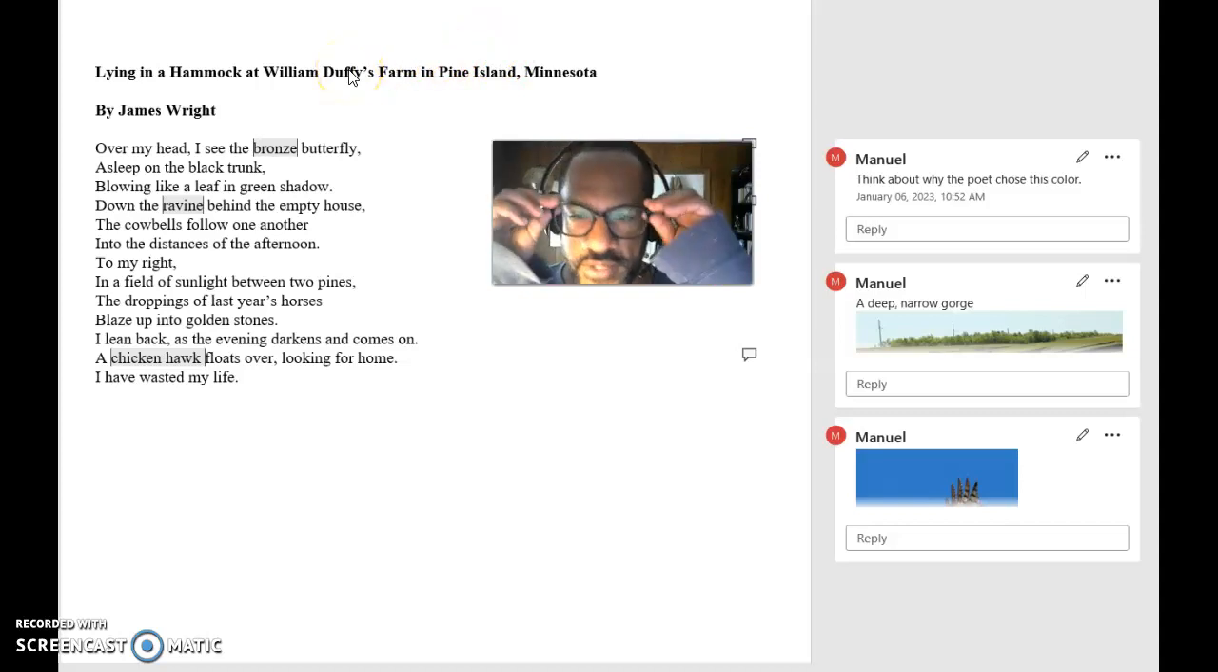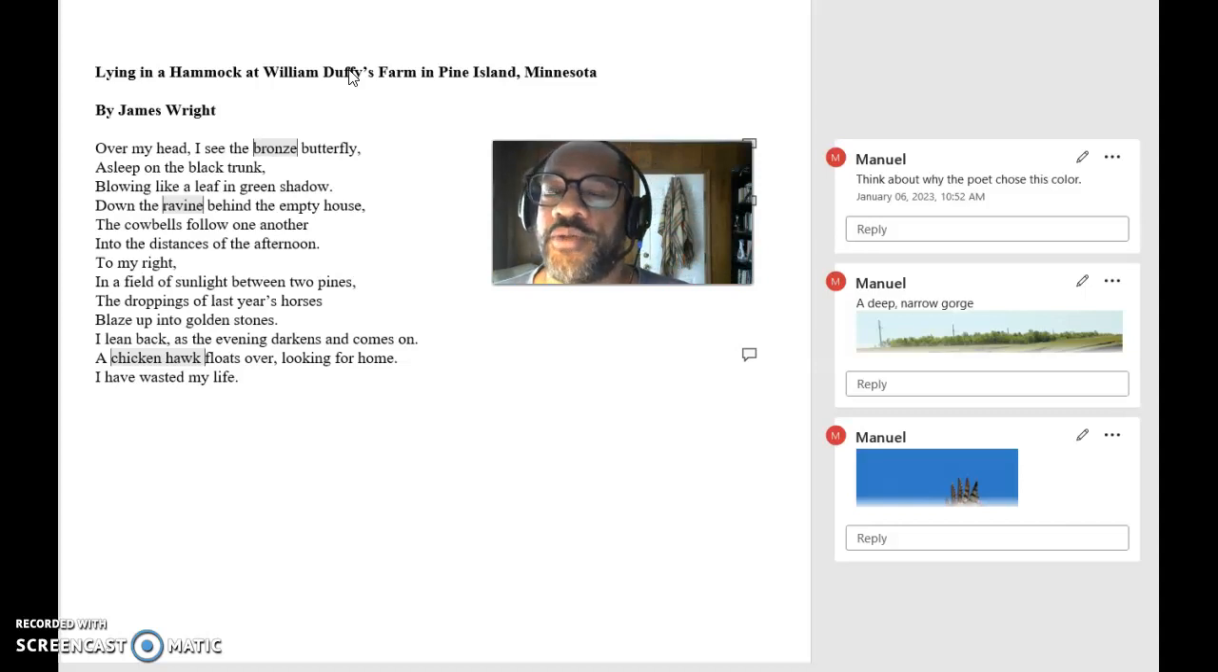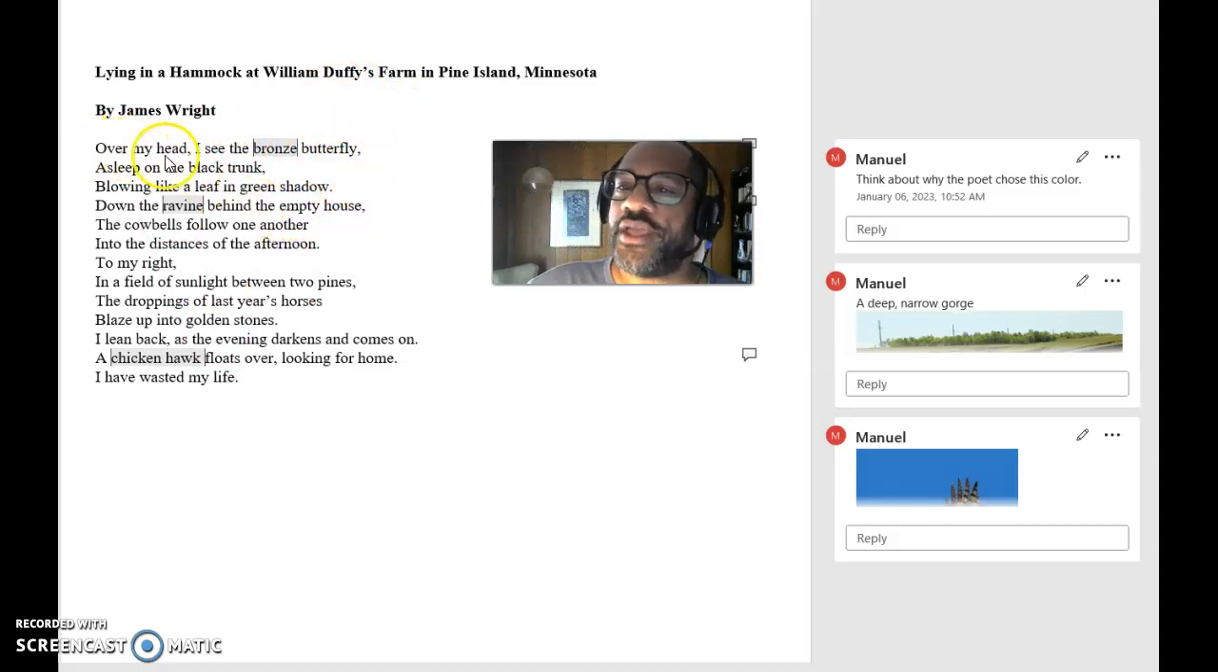We don't know who William Duffy is, but the poet is not William Duffy. He's kind of visiting this place. But he says, over my head, so he's lying in the hammock, and he looks up, and he can see the bronze butterfly asleep on the black trunk, the trunk of the tree. And so he looks up and he sees this butterfly there, right?